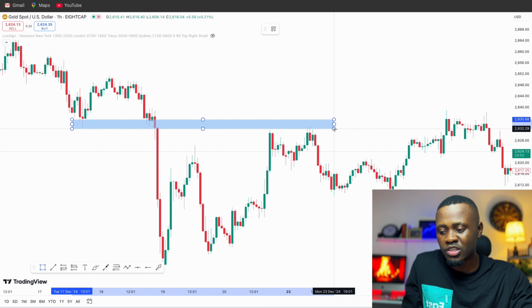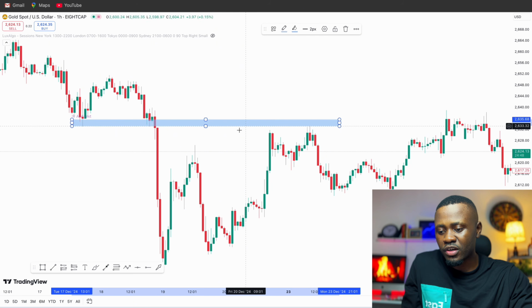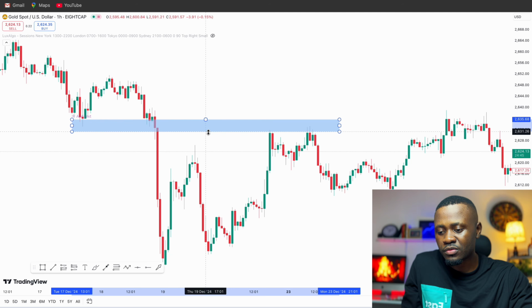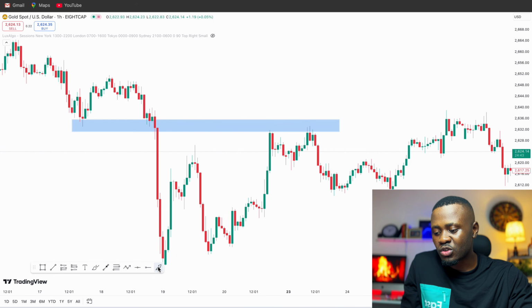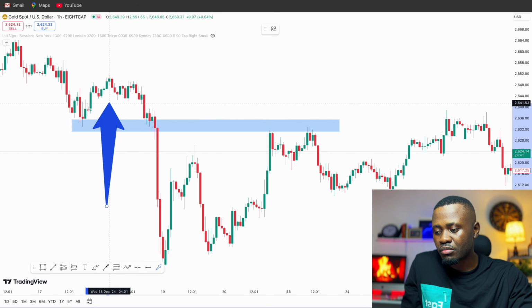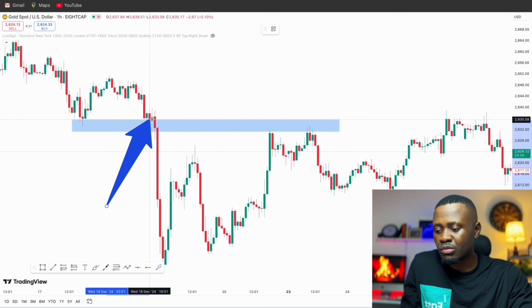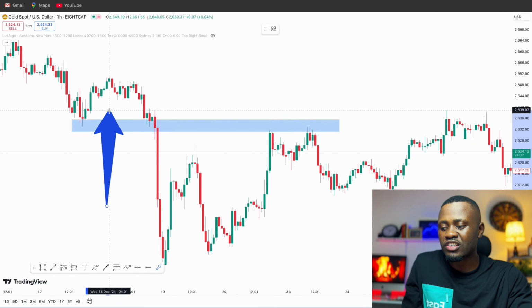This is a very good zone, as you can see. So every time you find such a zone in the market, you need to mark it out. So we're going to look at this zone right here. This zone right here was caused by this zone. So this downside move right here was caused by this zone right here, as you can see.